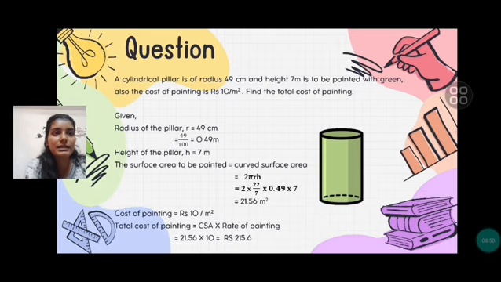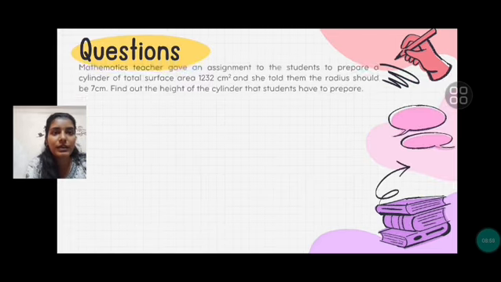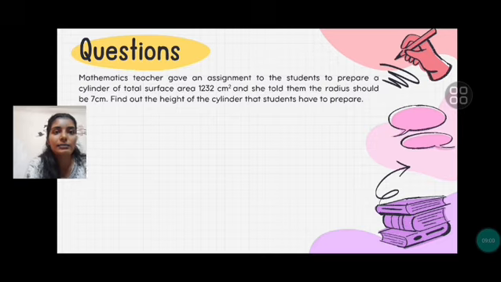So now let's do one more question related to the total surface area. The question here is: a mathematics teacher gave an assignment to the students to prepare a cylinder of total surface area 1232 centimeter square, and she told them the radius should be 7 centimeter. Find out the height of the cylinder that students have to prepare.